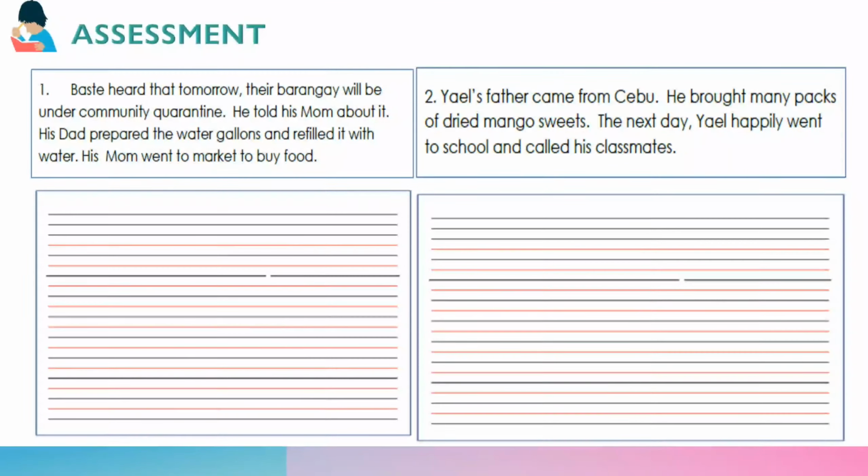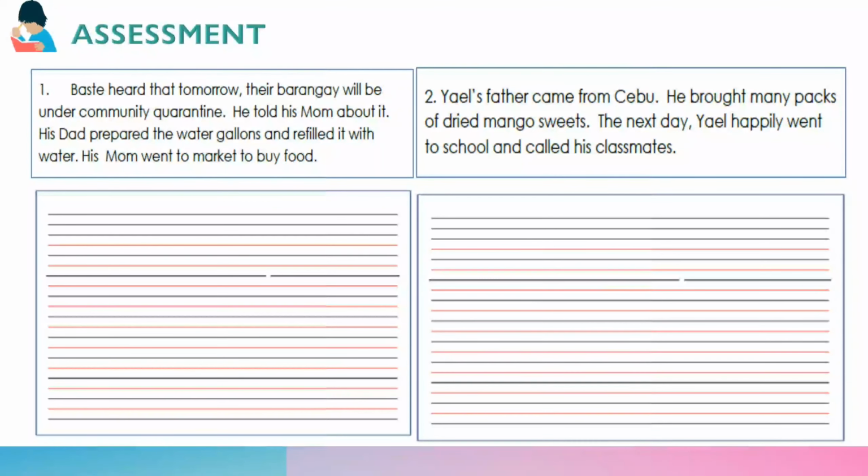Number 1, Baste heard that tomorrow their barangay will be under community quarantine. He told his mom about it. His dad prepared the water gallons and refilled it with water. His mom went to market to buy food. Number 2, Yael's father came from Cebu. He brought many packs of dried mango sweets. The next day, Yael happily went to school and told his classmates.